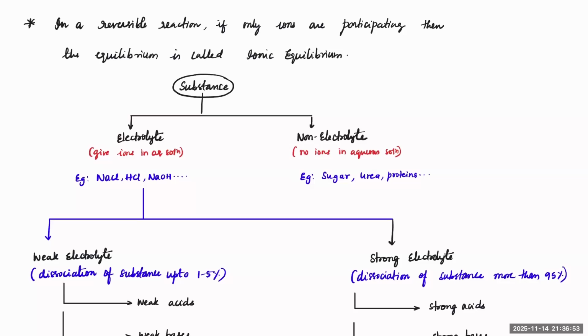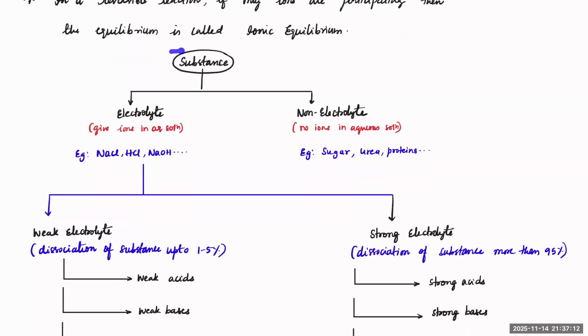In ionic equilibrium, we are trying to explain the same reversible reactions which we learned in chemical equilibrium, correct? But here there should be ions involved on the product side. Then we say this is related to ionic equilibrium. In general, a substance which we add to any solvent is categorized into two forms: one is electrolyte, the other is non-electrolyte.